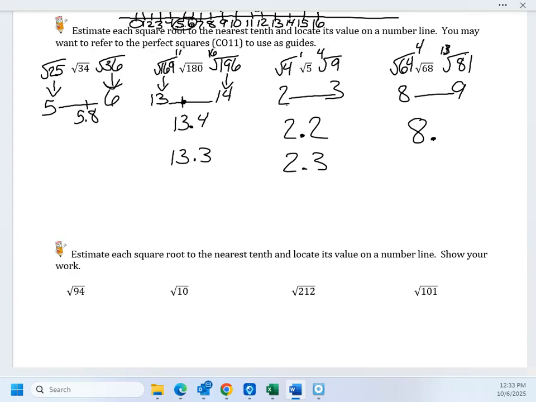So what would be a good guess, a good estimate? Elliot, maybe 8.3? Maybe 8.3. Mr. Schultz put 8.2. I would accept 8.3, because it's on the correct side, the correct half that we want.